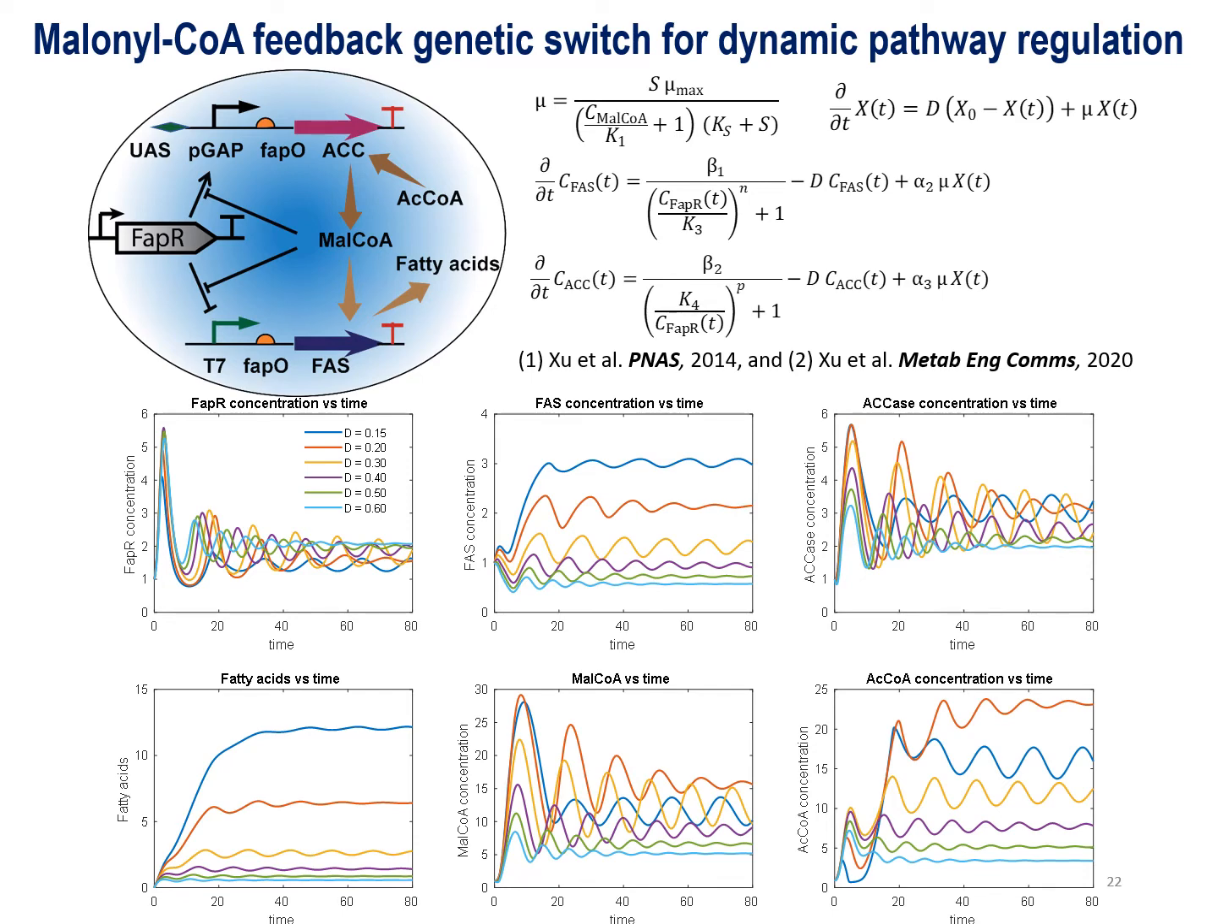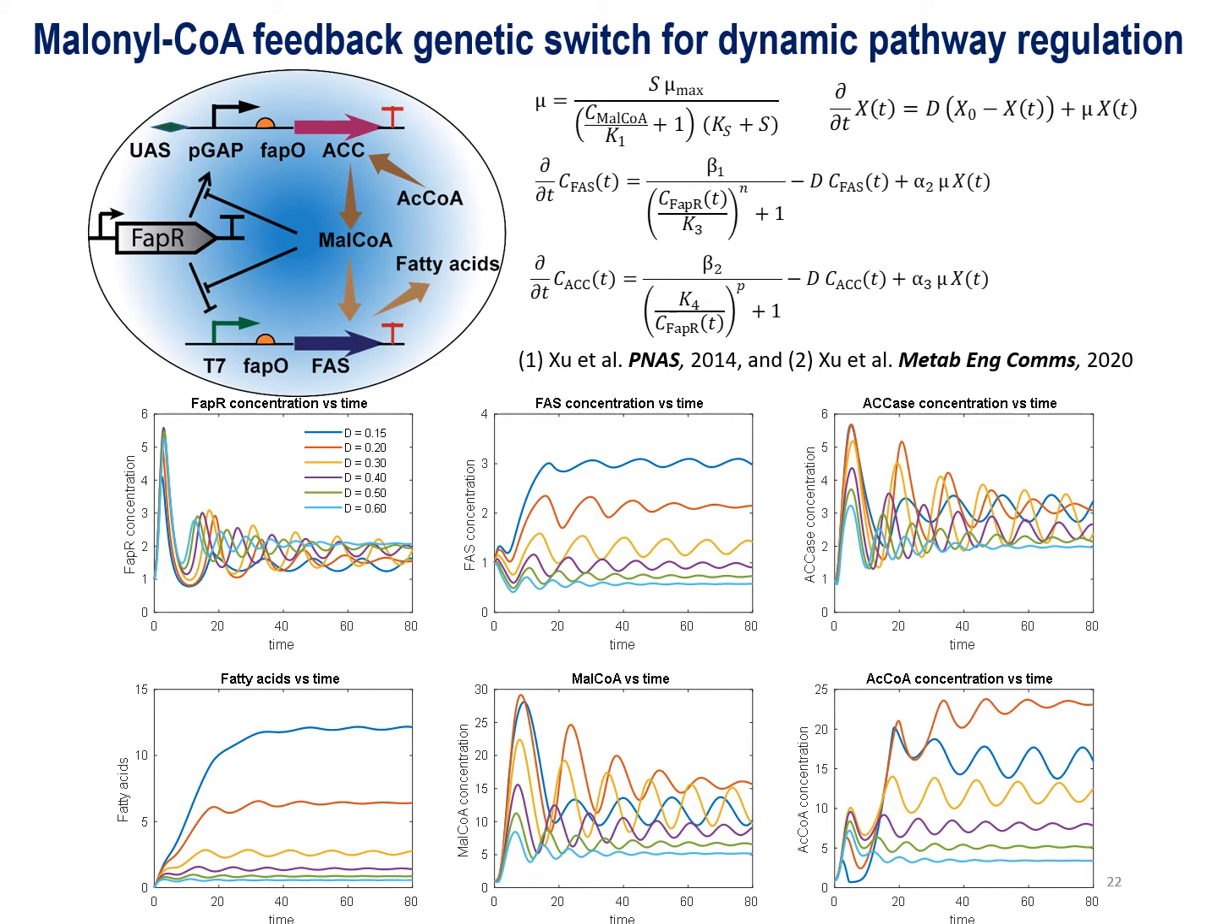At the same time, we have alpha-2 mu x. It's the growth-associated expression of FAS, because FAS is an essential gene. We cannot ignore the growth-associated gene expression. Similarly, we take the rate change of ACC in the inverse form of the Hill equation, because FapR is supposed to upregulate, or activate, the expression of ACC. In the same way, we have alpha-3 mu x, which represents the growth-associated expression of ACC, similarly because ACC is an essential gene for cell growth.